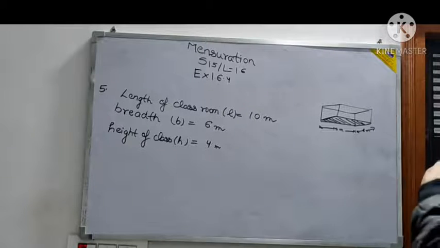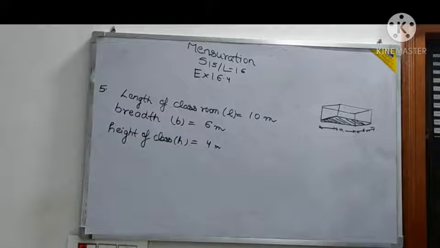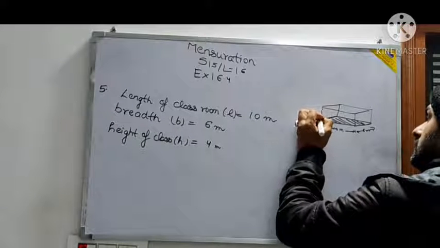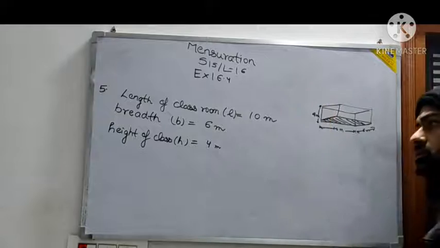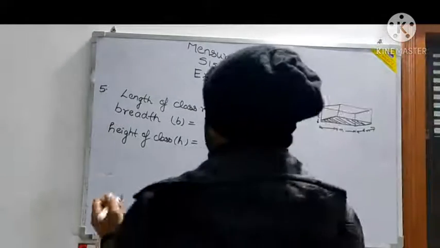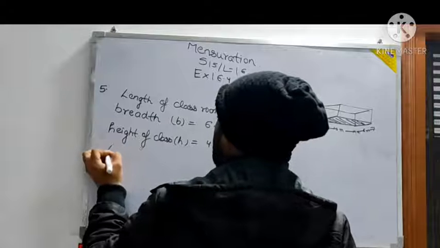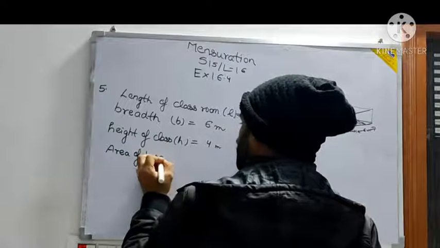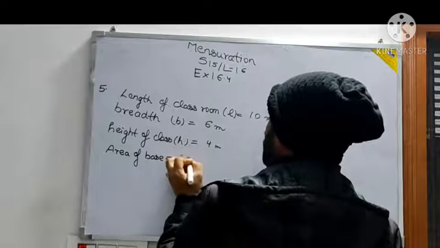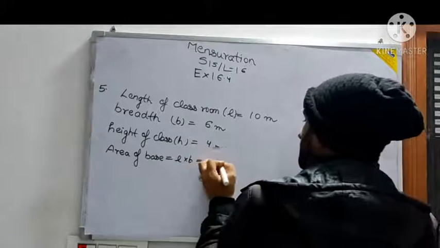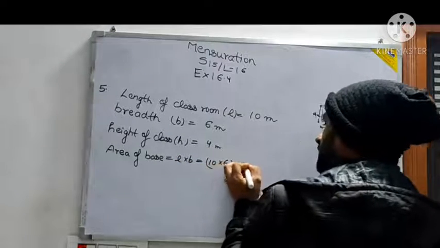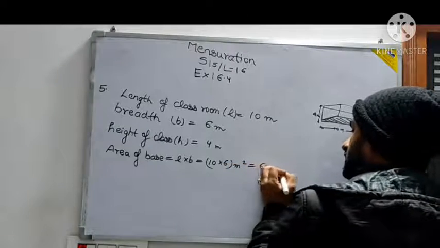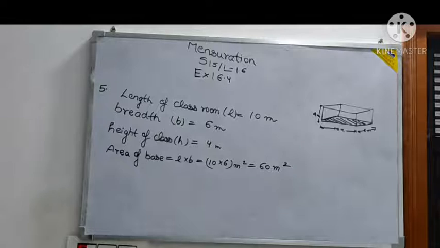Then volume. So the height is how much? Height is given as 4 meters. So 4 meters we write here. This is a simple question again. So right here, area of base, L into B is equal to how much? 10 into 6 meter square. That means 60 meter square. I hope this is clear to you because I have tried to make the font size higher. Yes, it should be clear.